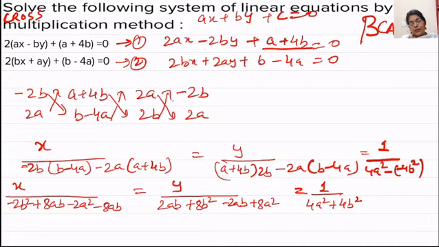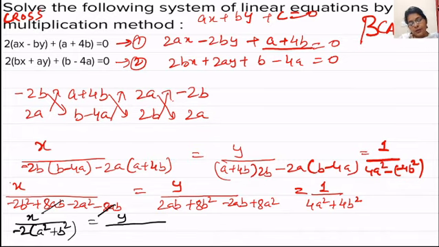Now we'll solve x with 1 and y with 1. Let us solve the value of x. First, plus 8ab and minus 8ab will cancel. So what will it become? x upon, taking minus 2 as common, it will become a square plus b square. In a similar way, here also 2ab and 2ab will cancel. Now we are going to take y.